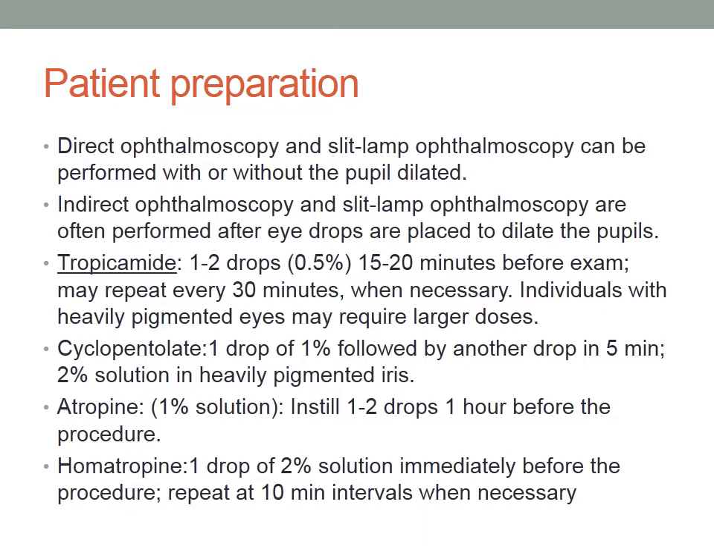The patient preparation includes pupil dilatation, and for this we can use tropicamide, cyclopentolate, atropine and homatropine. So tropicamide: 1 to 2 drops 15 to 20 minutes before the examination, and it can be repeated after every 30 minutes until necessary dilatation is achieved. Individuals with heavily pigmented eyes may require larger doses.